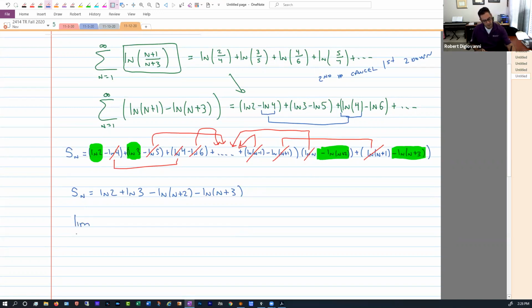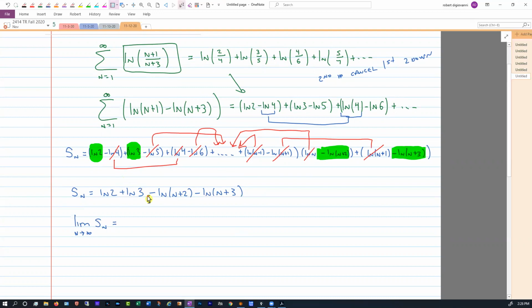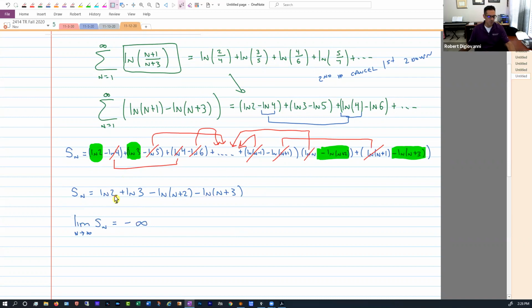Limit as n goes to infinity of that is equal to what? Infinity plus infinity? Yeah, negative infinity. Because natural log of 2 is just a number, natural log of 3 is just a number. Natural log of infinity is infinity, and you're subtracting, right? So it's negative infinity minus infinity. It's negative infinity. This diverges.